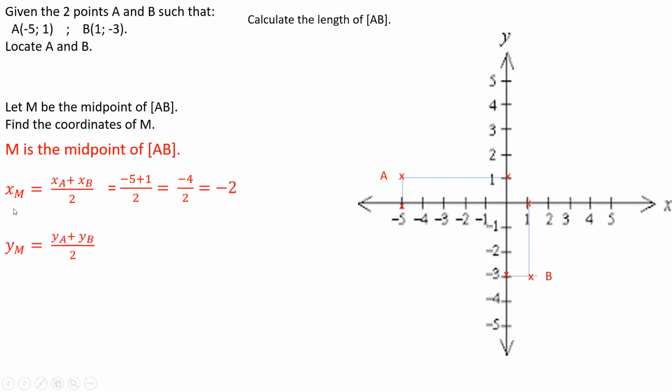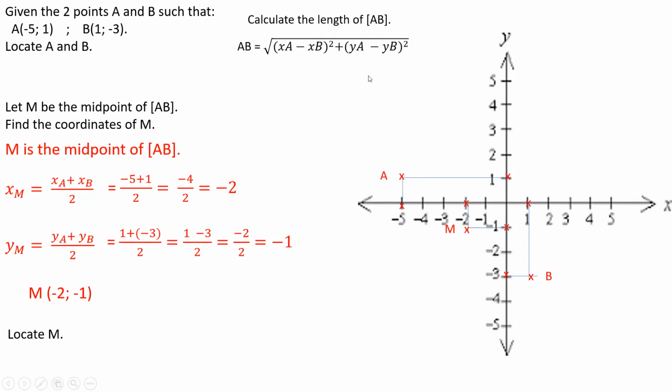Also, YM equals YA plus YB over 2. Now we replace: the ordinate of A is 1 and the ordinate of B is -3. Why did I replace it between parentheses? Since I cannot write a positive and a negative directly after each other. So 1 minus 3 is -2 over 2, so the ordinate is -1. After we find them, we write M has -2, -1. Now let's place M. This is -2, -1, where they intersect, so this is M. So M is the midpoint of segment AB.